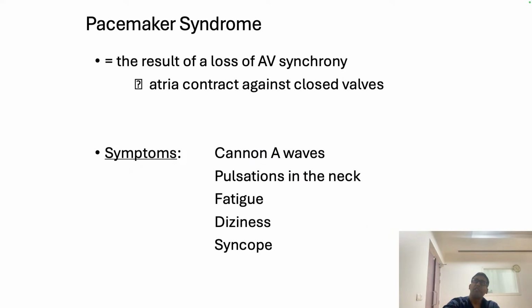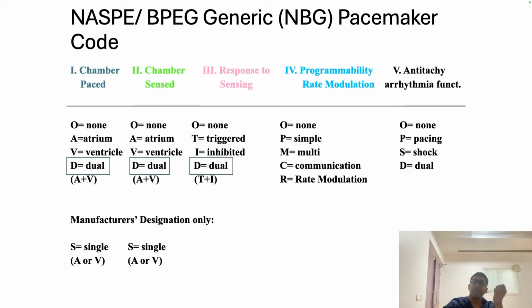Pacemaker syndrome is the result of the loss of AV synchrony, the atrial contraction against the closed ventricle, and the cannon A waves and all those things. There will be symptoms of fatigue, dizziness, syncope, and sometimes pedal edema. So if any patient with a dual chamber pacemaker has this, then think that the atrial lead is not working properly and AV synchrony is not happening, though it is usually seen in the single chamber pacemaker.